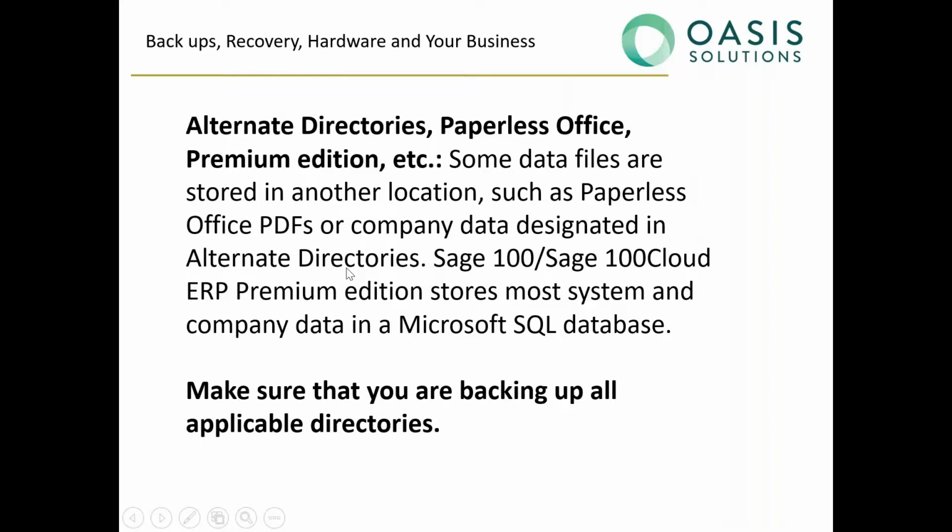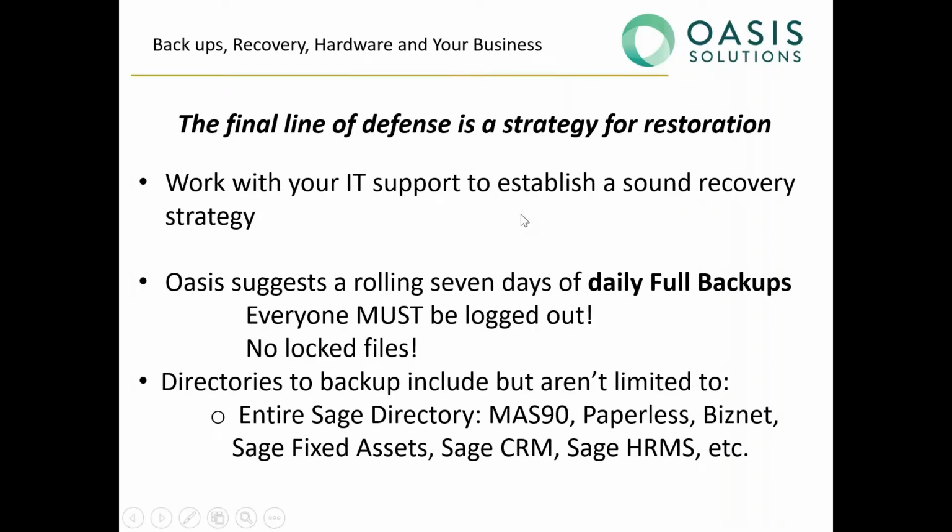Now, alternate directories are only applicable if you're using the standard version of Sage, which is the old MAS90, or the advanced, which is the old MAS 200. If you're running the premium version or SQL version, there are not alternate directories in that particular product. Most of that company data, if you're on the premium version, is stored in the Microsoft SQL database. So again, we want to make sure we're backing up all the directories, and the two that I've mentioned here are not the only two, but we'll drill down into more detail regarding that.